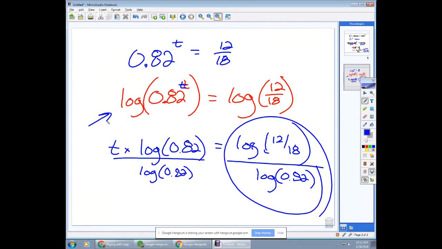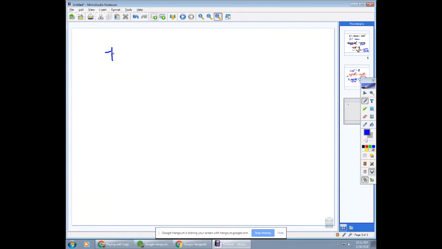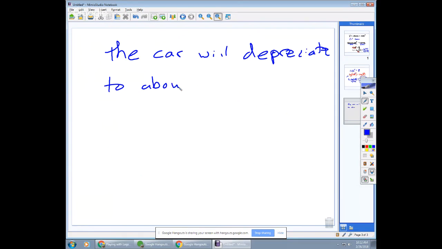All right, so we found that the car will depreciate to about $12,000 in about 2 years. So don't forget to put your answer in context after you calculate it.